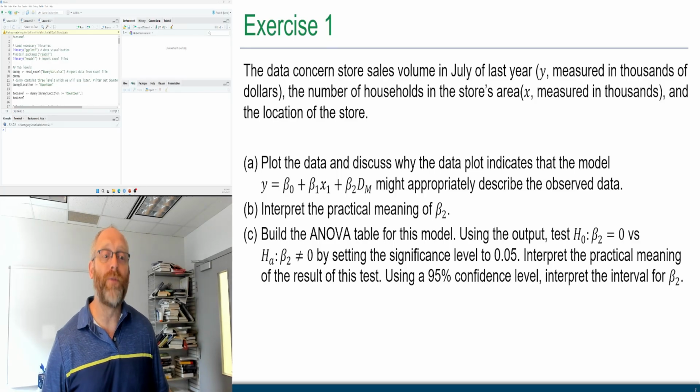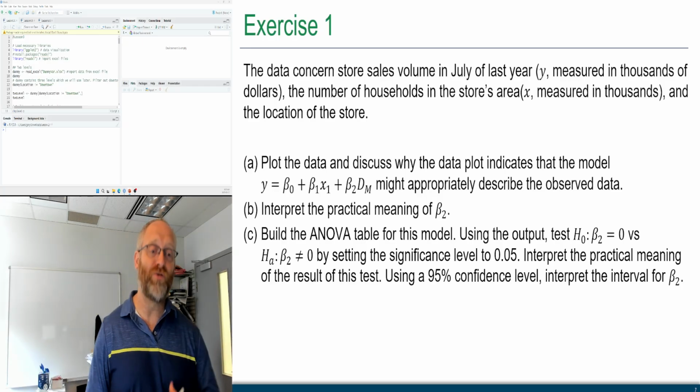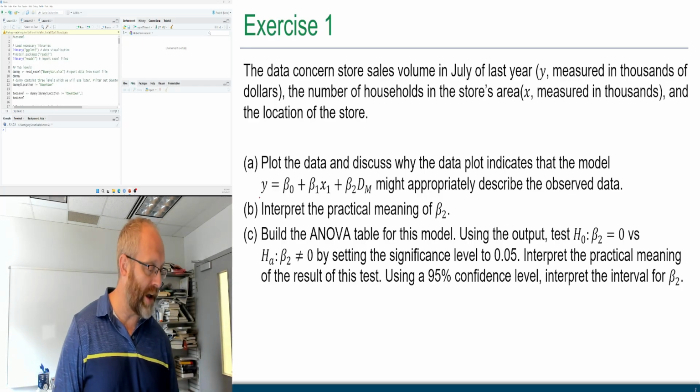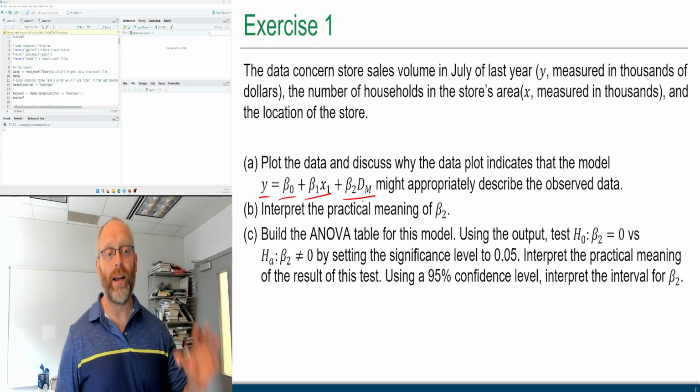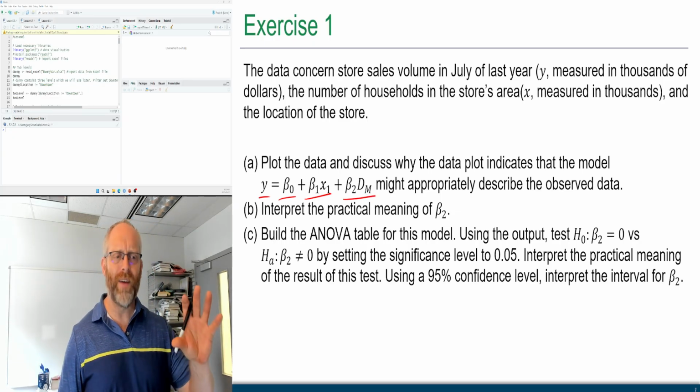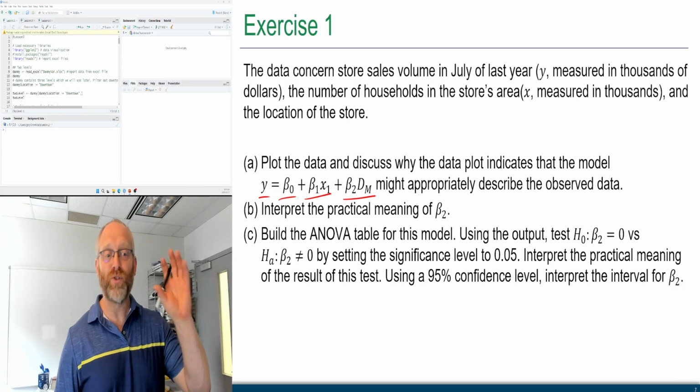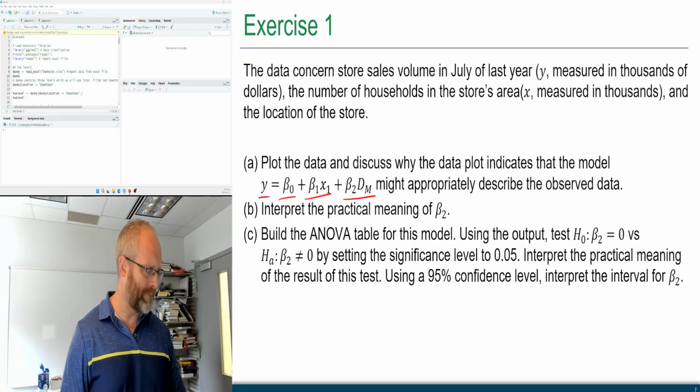So what we want to do first, and there's three parts to this. The first thing is to plot the data and discuss why the data plots indicate that the model, where y is equal to beta naught plus beta 1 x1 plus beta 2 d slash m. So our dummy variable m is referencing the mall location. Again, we have street location, we have mall location.